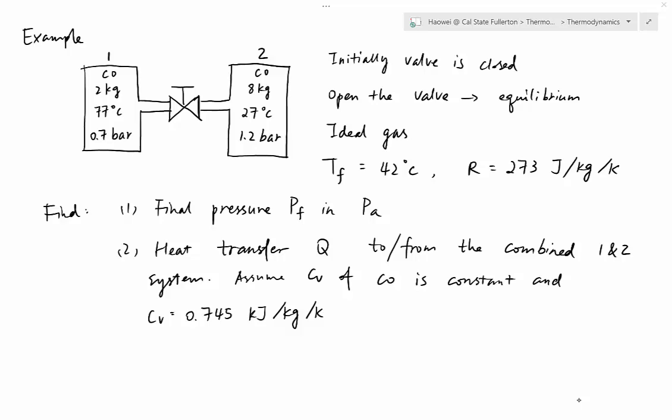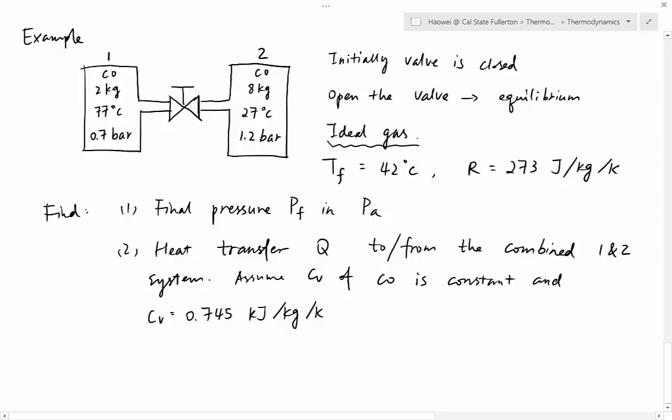Those two containers are initially connected with a valve, and the valve is closed. What we will do is to open the valve and wait for a while. So it's going to reach a new equilibrium, meaning the temperature will be the same everywhere, the pressure will be the same everywhere. And then the problem said we can treat carbon monoxide as ideal gas. If you see that, that means you can use ideal gas equation.